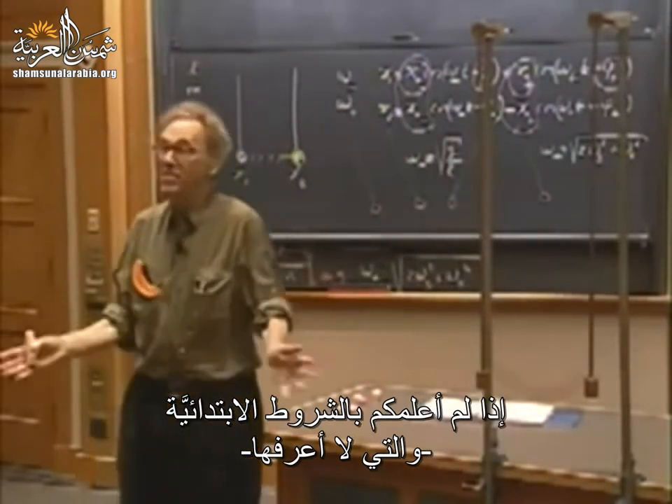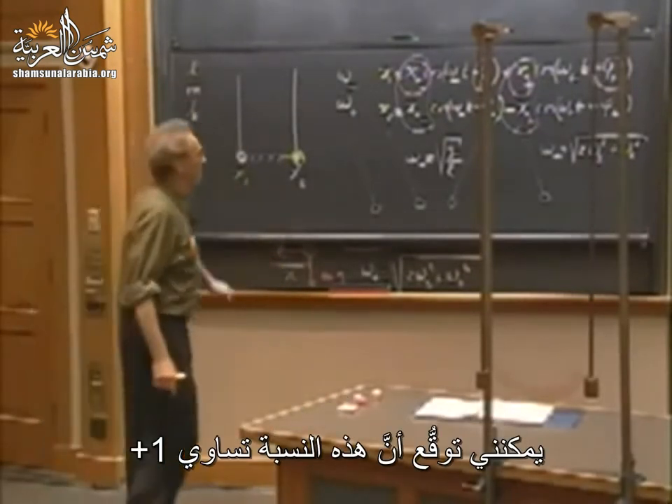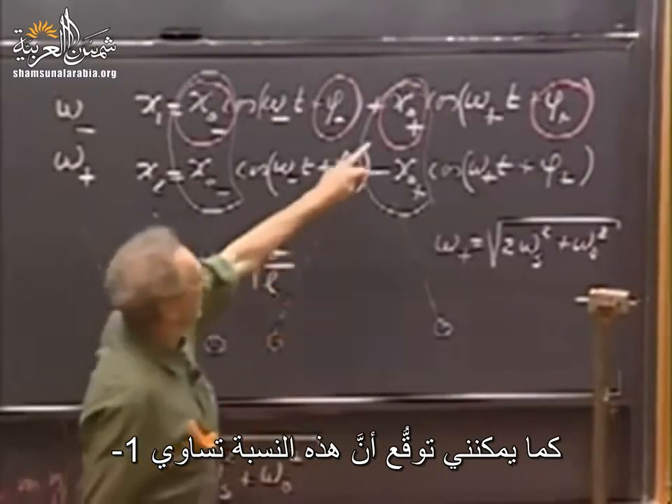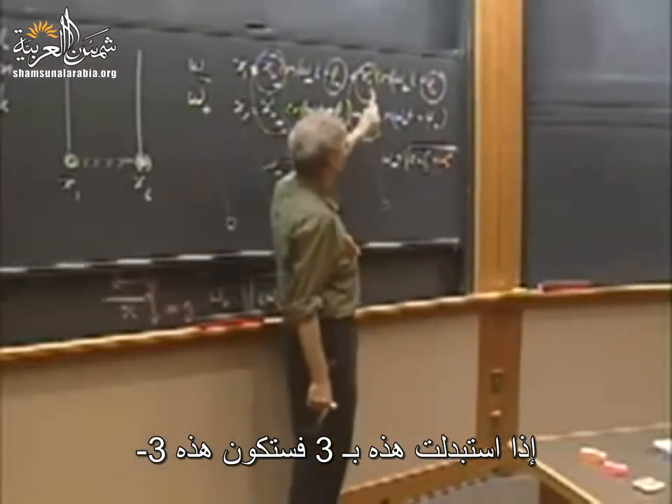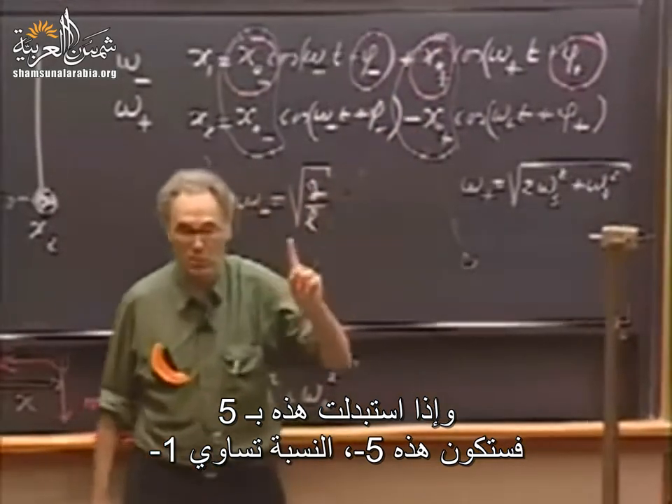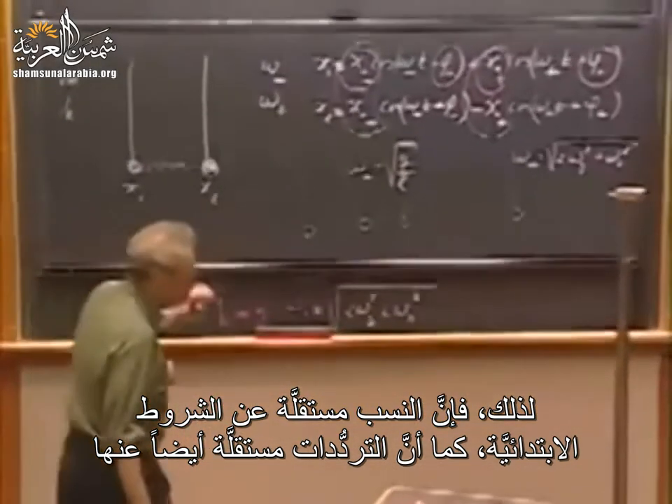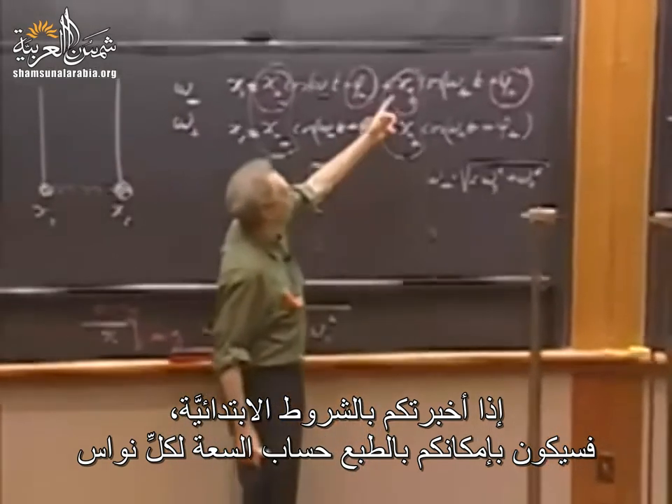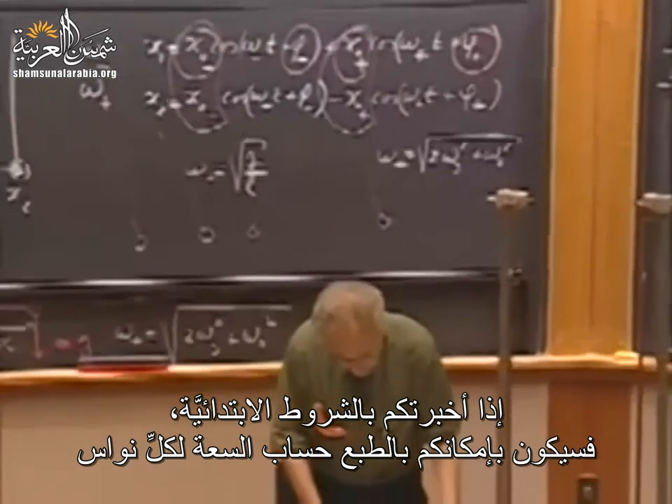In other words, if I didn't tell you the initial conditions, which I haven't, I can predict that this ratio is plus 1, and I can predict that this ratio is minus 1. If I make this 3, then this is minus 3. If I make this 5, then this is minus 5. The ratio is minus 1. So the ratios are independent of initial condition, and the frequencies are independent of initial condition. If I tell you the initial conditions, then of course you can also calculate the individual amplitudes.